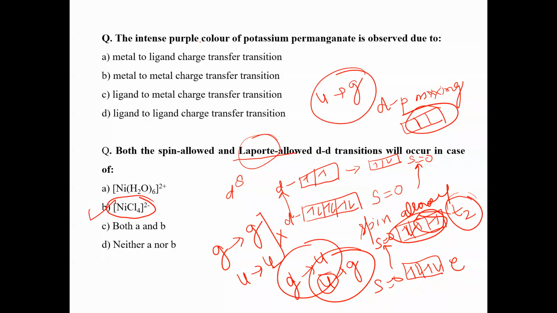And what about this one? Potassium permanganate, because it is having MnO4 minus, right? So manganese is in the +7 oxidation state. It is highly electron deficient. Okay, a higher oxidation state means there is a favorable chance of ligand to metal charge transfer because the ligand is already having electrons or lone pairs, and can easily donate. So that transition will impart the specific color, right?